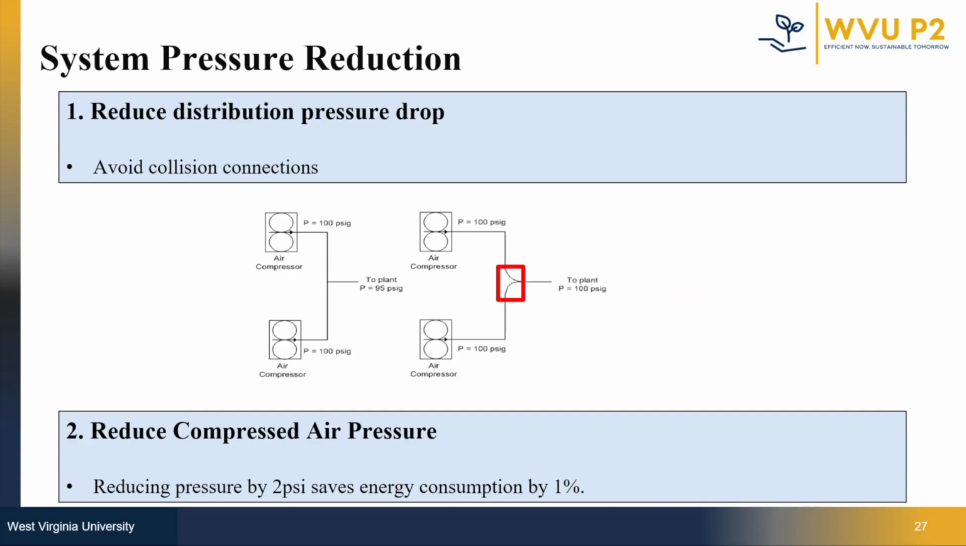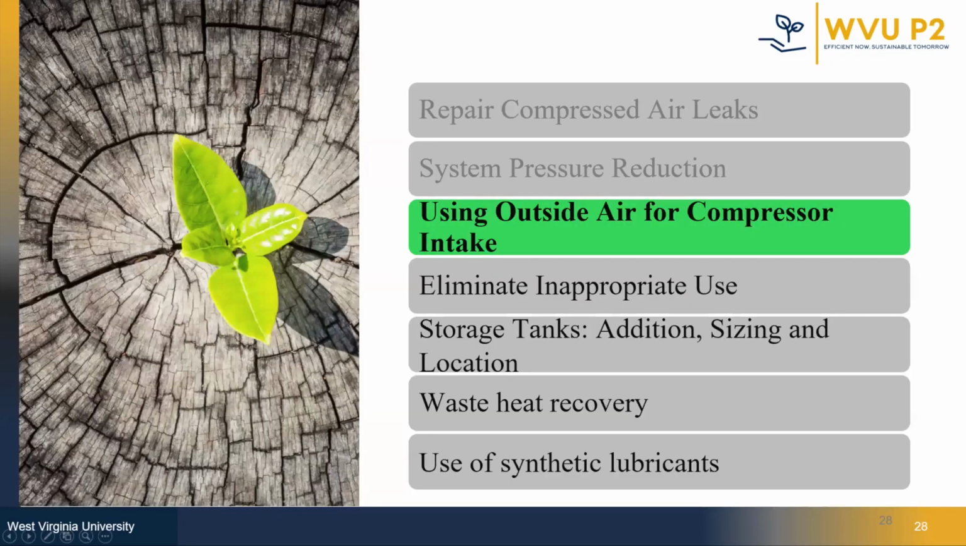The other bigger opportunity is the system pressure itself. A lot of plants run their compressors at higher pressure than they really need, just to play it safe. But here is the thing: every 2 psi reduction in pressure can save about 1% of the energy cost for the compressor, and across an entire facility, that adds up fast.